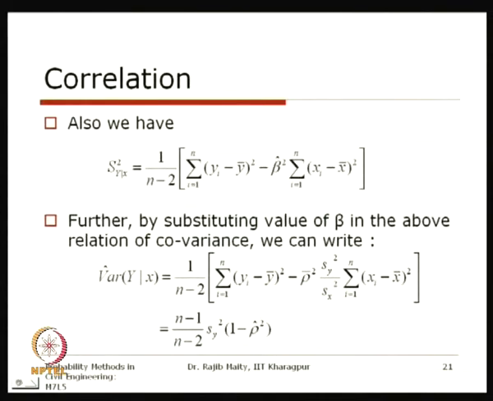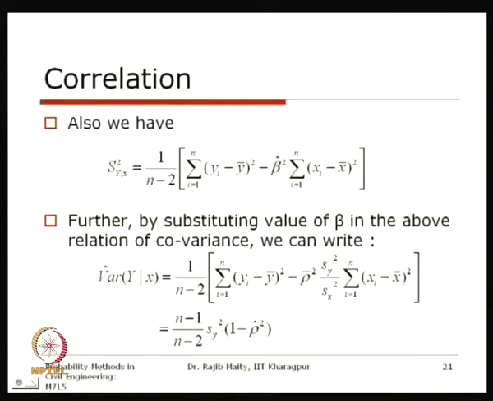Now we have also seen that the conditional variance of y given x is equal to 1 by n minus 2, multiplied by the sum from i equals 1 to n of (y_i minus y bar) square, minus beta hat square times the sum from i equals 1 to n of (x_i minus x bar) square. This is the expression we saw in simple linear regression for the conditional variance.